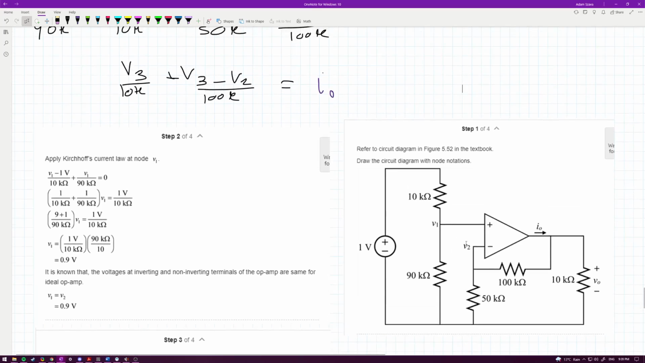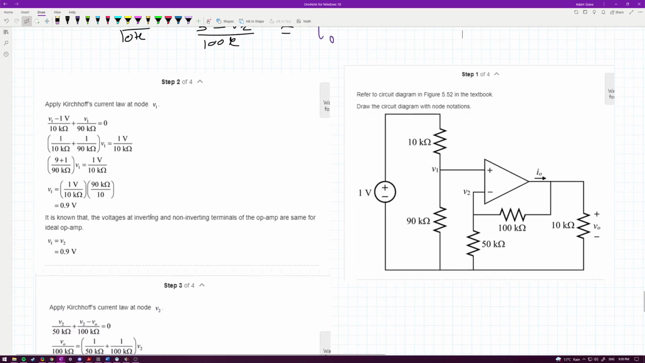Okay, so they did V1, V2. So they did label those different nodes, but they did say what I said here. They said at the end V1 equals V2. So they're both 0.9 volts. Oh, they split it up into V2. Okay. How did they solve? Wait, can I see your solution? Maybe I can help. Yes, please.